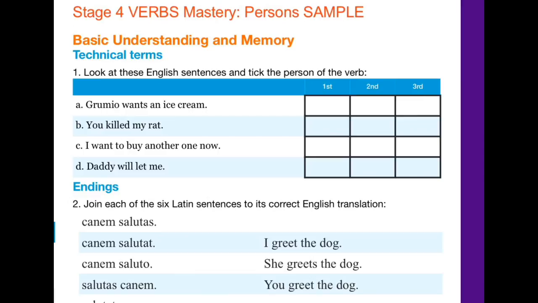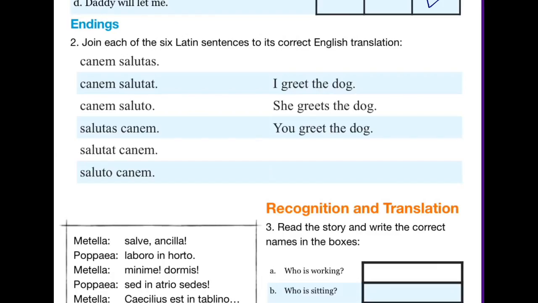So I, remember I was the first person, so let's knock that one off. You, remember, was the second person, so let's do that. And then the third person is he or she, or somebody's kind of like he or she, so a person, Daddy or Grumio, for example. So let's do those as well, they're third person. You see how Grumio is like a he, as is Daddy. Right, that's the first section done.